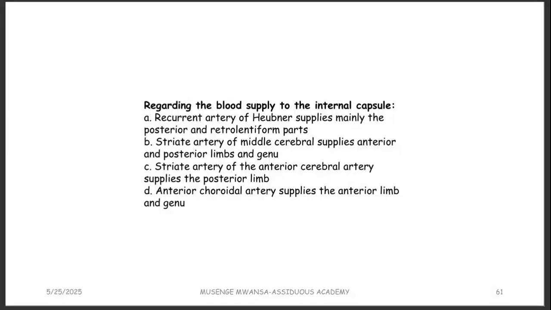Regarding the blood supply to the internal capsule: recurrent artery of Heubner supplies mainly the posterior and retrolentiform part. Striate artery of middle cerebral supplies anterior and posterior limbs and genu. Striate artery of the anterior cerebral artery supplies the posterior limb. Anterior choroidal artery supplies the anterior limb. What do you think here? Any thought?